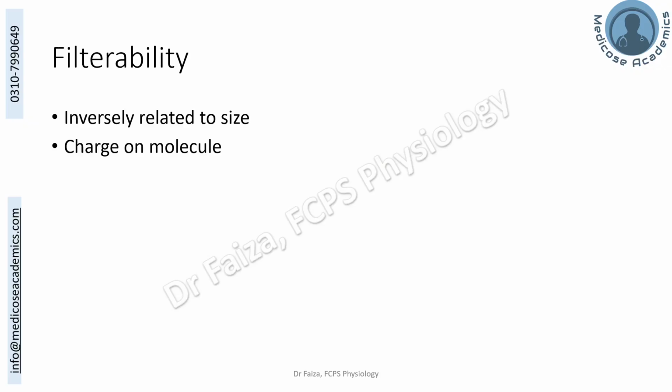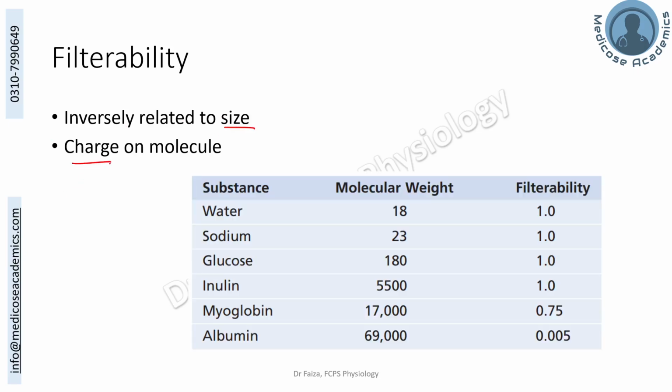If we talk about the filterability across the glomerular capillary, as we know, it has 3 layers and pores in between which are negatively charged. Ultimately, the filtration across the capillary is governed by the size of the molecule being filtered as well as the charge on that molecule. If you look into this tabulation, the molecular weight of the substances is increasing from water to albumin, and their filterability is decreasing. So the filterability is inversely proportional to the size of the molecule. The larger it is, the less permeable it will be.